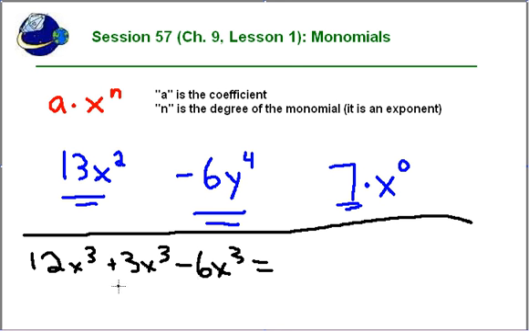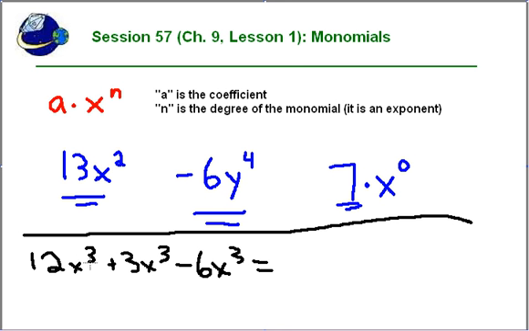When you have monomials, you can simply combine them together and have a very quick addition or a subtraction problem. For example, 12x to the third, well, over here we have 3x to the third, and the degrees of both of these monomials are the same. They're both to the third power. Same with this third term. It's also to the third power. When you have monomials that have the same degree in them, you can simply add and subtract them based on their coefficients.